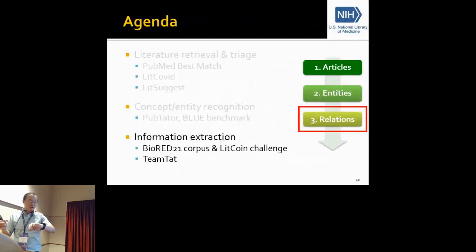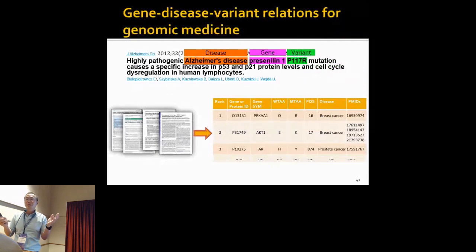And the last part of my talk will be focused on information retrieval, information extraction. So with these ontology concepts extracted, what can we do for extracting a relationship between these concepts? So here's an example where we would love to turn the papers in free text into a relational table about gene, disease, and variants. And that's a real need for us.